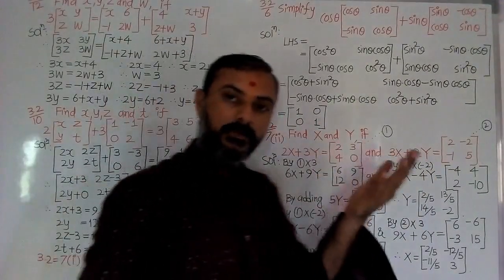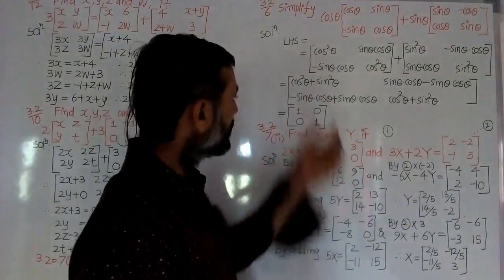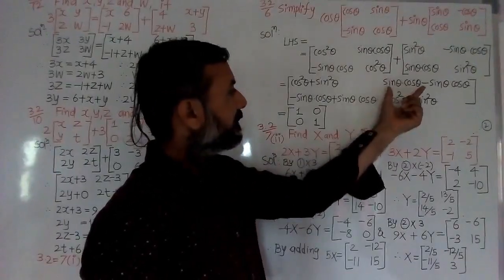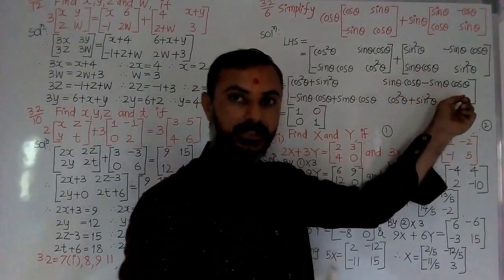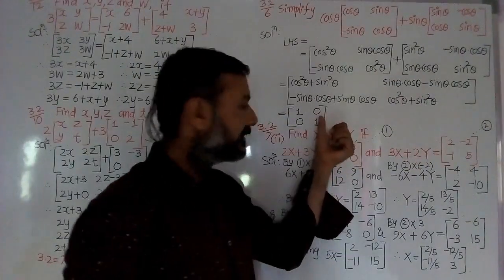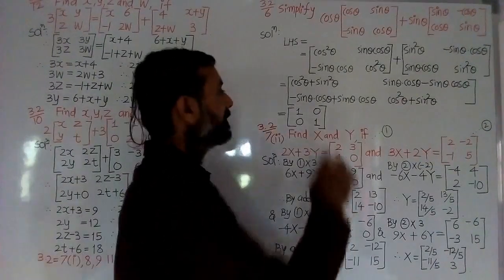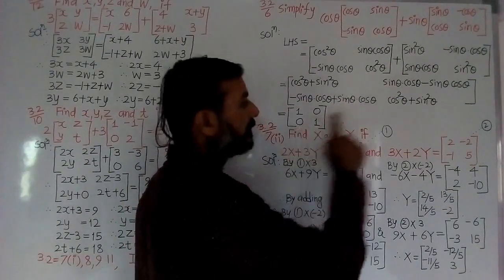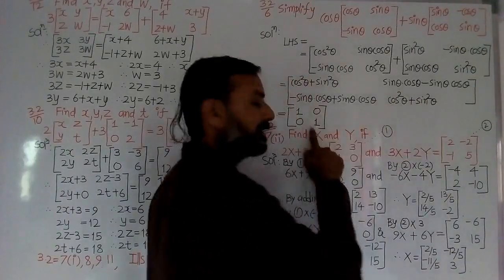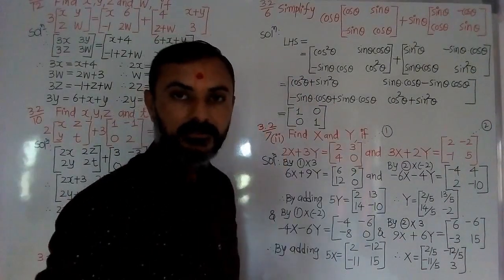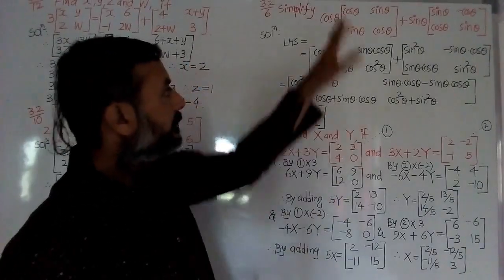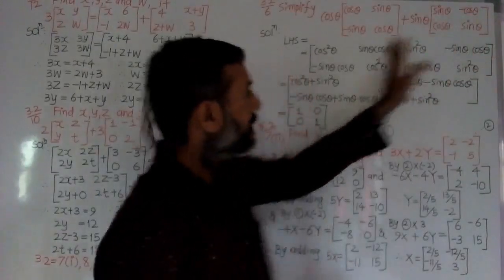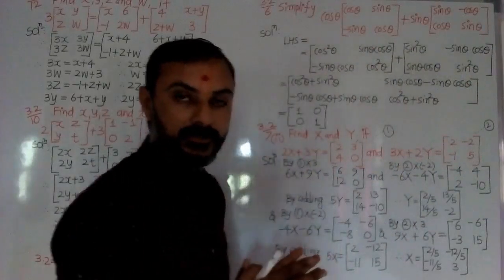Simple. Now remember the formula: cos square theta plus sin square theta is 1. Sin theta cos theta minus sin theta cos theta is 0. Minus sin theta cos theta plus sin theta cos theta is 0, and cos square theta plus sin square theta is 1. So this is the answer. Very simple. First we multiply the scalar with the matrix, and then we add both matrices.